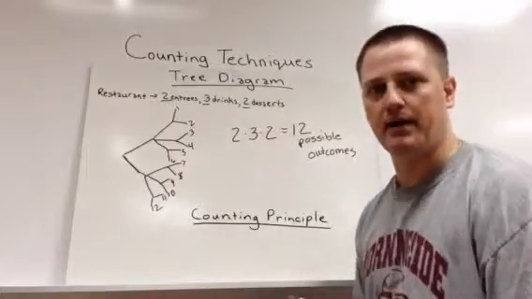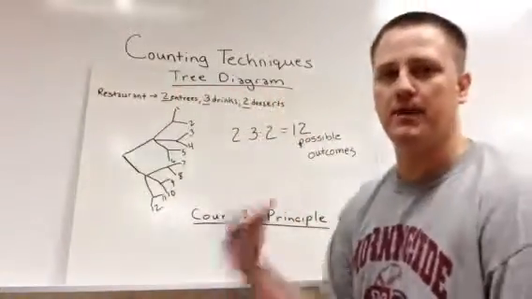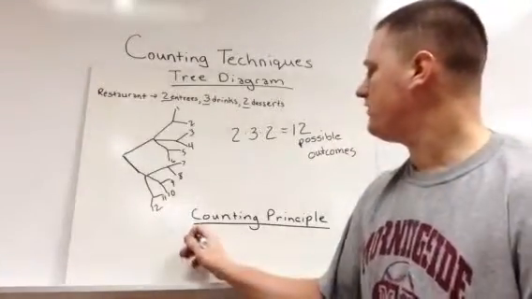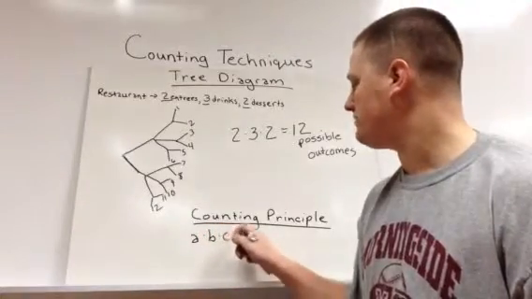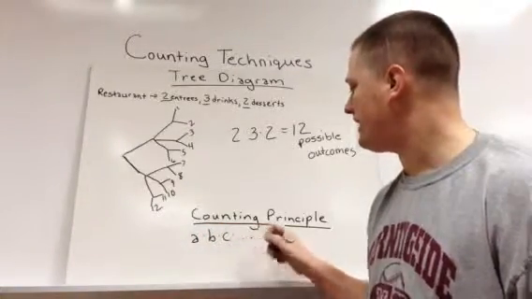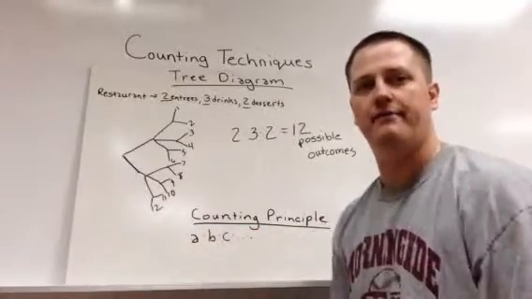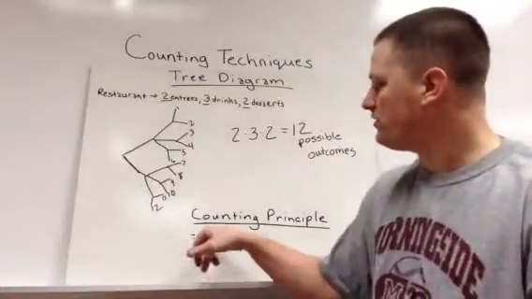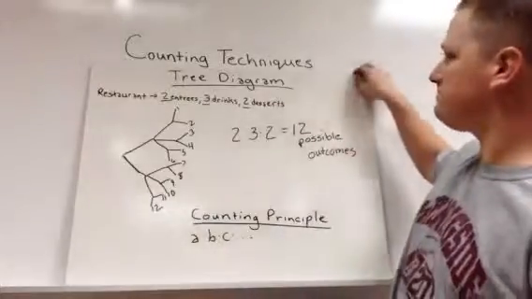Basically, what the counting principle says is that we can multiply all our possibilities together to get the possible number of outcomes. So it's A times B times C times ... because we could have 4 or 5 possible situations that happen. So we just multiply those and we'll get the total number of outcomes.